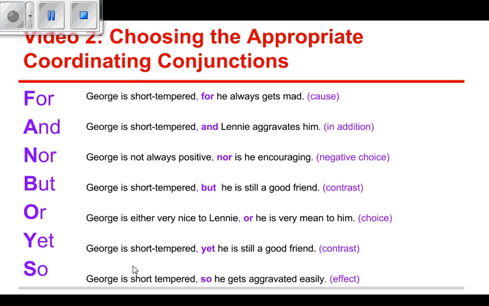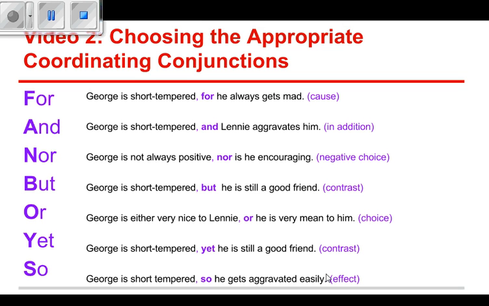Finally, if you wanted to use so in a sentence, George is short-tempered, so he gets aggravated easily. So shows the effect. So because he's short-tempered, the effect of that is that he gets aggravated easily.